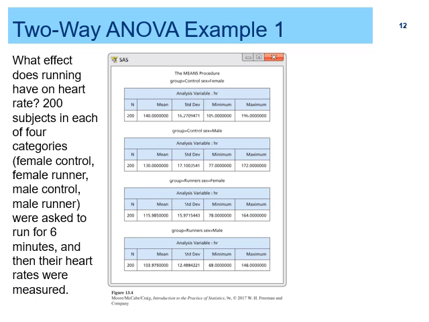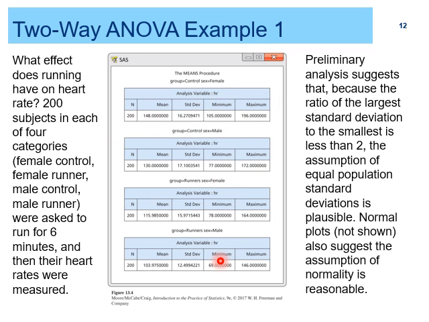So here's an example. It's asking what effect running has on heart rate. 200 subjects in each of 4 categories: female control, female runner, male control, male runner, were asked to run for 6 minutes, and then their heart rates were measured. So here is our data with N equal to 200 and the mean for group control and sex female. These values have been recorded. The preliminary analysis suggests that because the ratio of the largest standard deviation to the smallest is less than 2, the assumption of equal population standard deviation is plausible. Normal plots, not shown, also suggest the assumption of normality is reasonable.